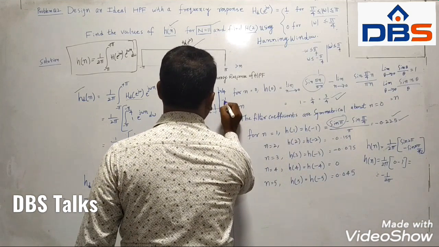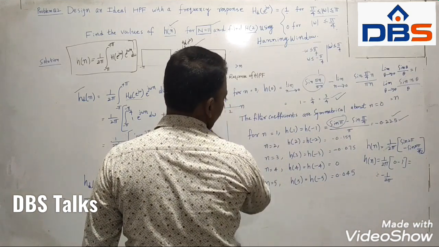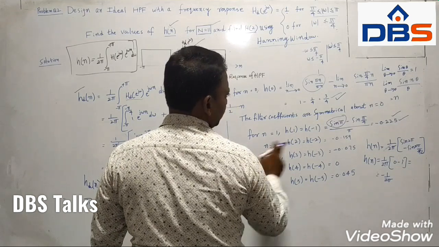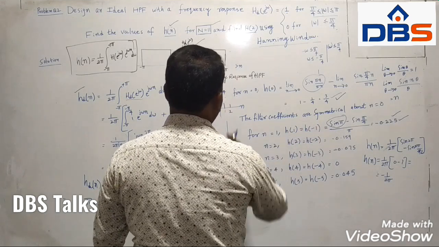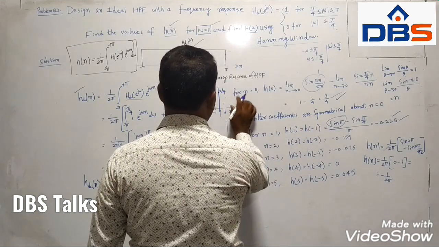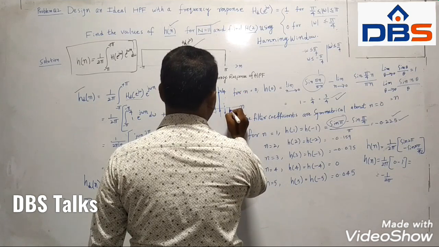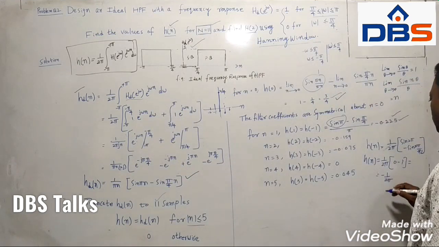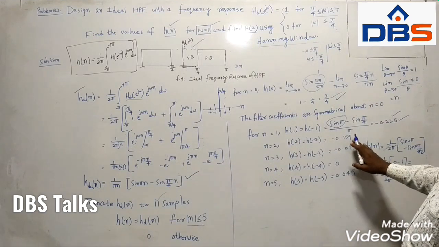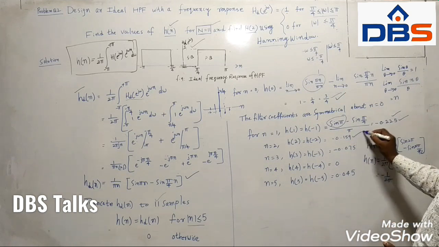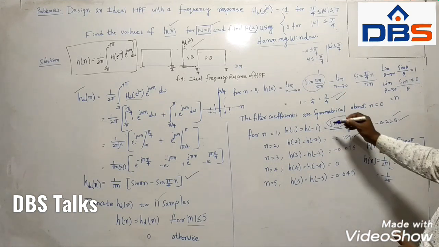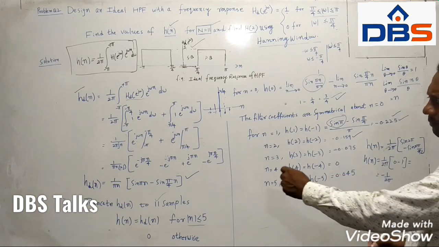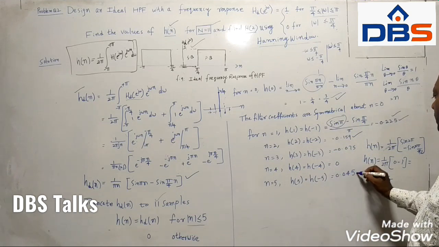In the same sense, h(n) for this value is minus 1 by 2 pi. So h(2), h(1), you get minus 0.225, negative samples for h(1) and further negative, like that you will get samples. Now minus 1 by 2 pi is minus 0.159. This is for h(1). Like that you substitute different values of n up to 5, because the limit is 5 only. Up to 5 you will get all these values.